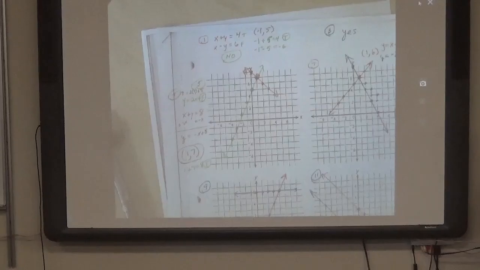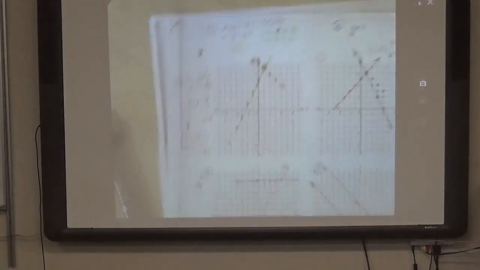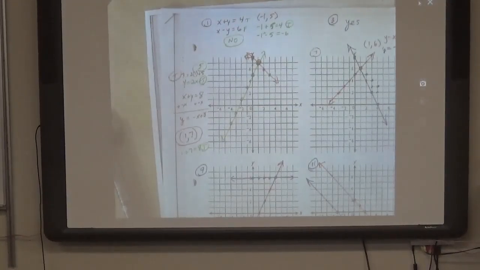Alright. Number 5 we did together. In number 5, they give you the first equation. Johnny, what's the first equation? In number 5? y equals 2x plus 5. Yep. So how do you graph that? 5 on the y-axis. Okay.